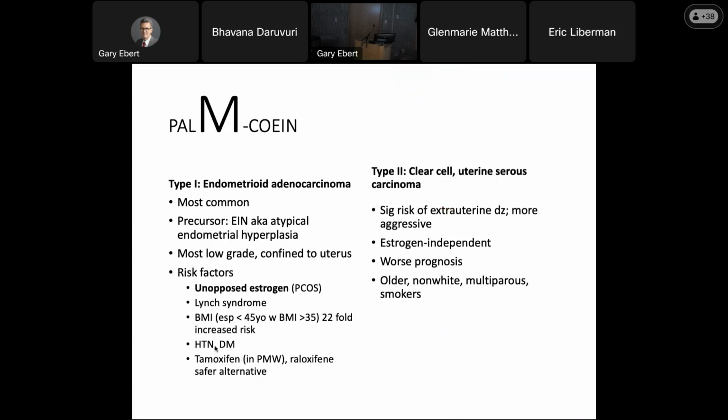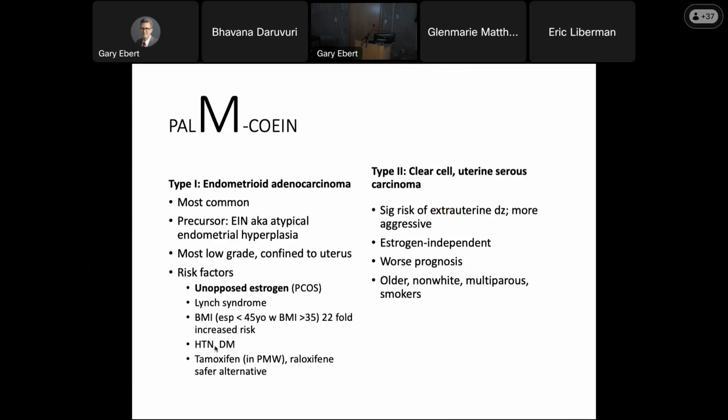Endometrial cancers, we know, are divided into type 1 and type 2. Type 1 is obviously the endometrioid, the most common. This is the one that you'll find in your obese or PCOS patients, the patients with unopposed estrogen, the large BMI, tamoxifen use. You usually have a thickened lining with these patients.